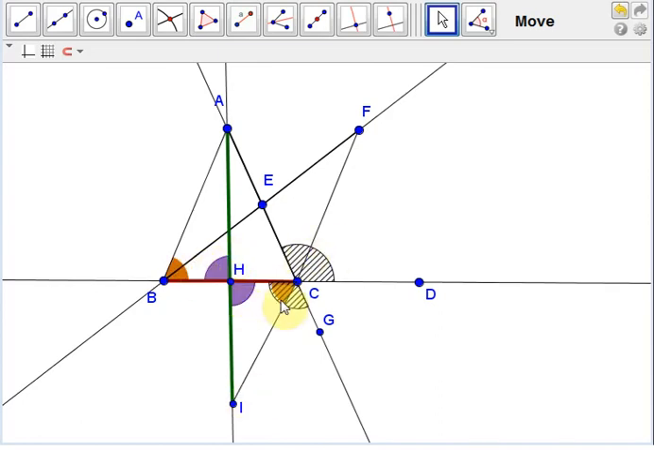Therefore, the angle at B is less than the angle BCG, which is equal to the original exterior angle ACD. Therefore, we've shown that the exterior angle ACD is also greater than the angle ABC. This completes the proof that the exterior angle ACD of the triangle ABC is greater than either of the two interior opposite angles.